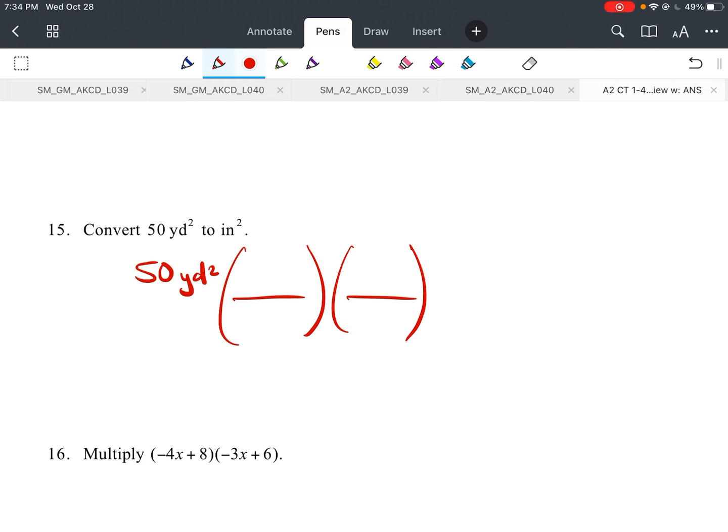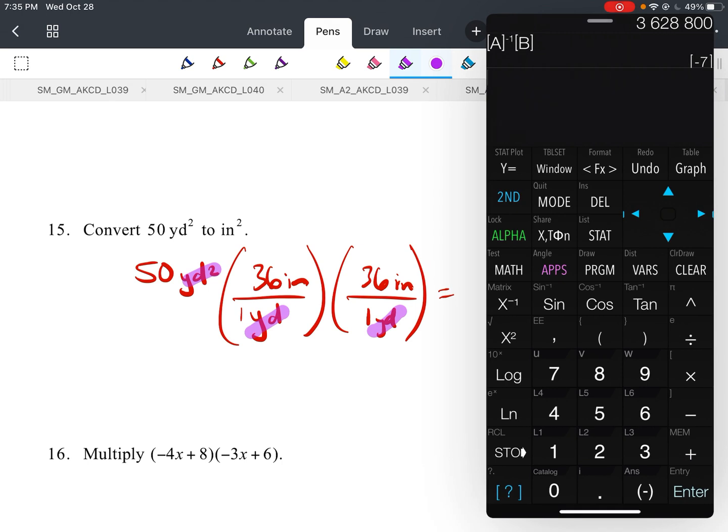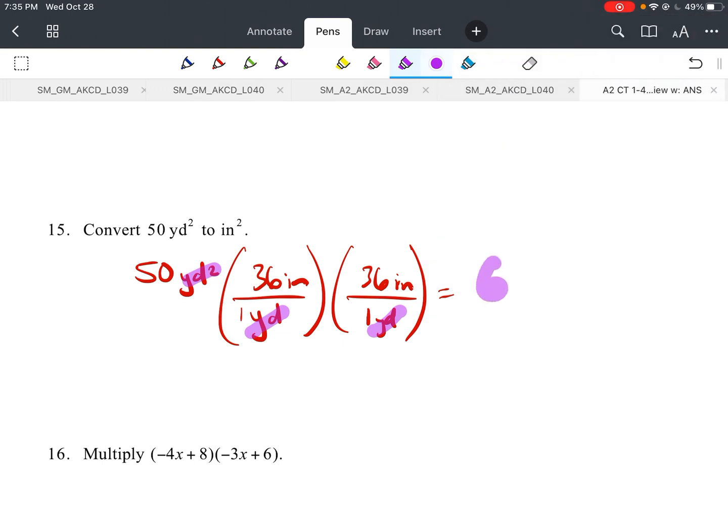So yards are on top, so put yards down here. So 1 yard is 36 inches. But that will only cancel out one of my yards. I'm dealing with square things here, so I need another one. 36 inches is 1 yard again, put the same conversion factor, and watch what happens to my units here. The yards squared cancels out with this one, and now I just multiply across. Couldn't be easier. 36 times 36 times 50, and that's 64,800. Oops.